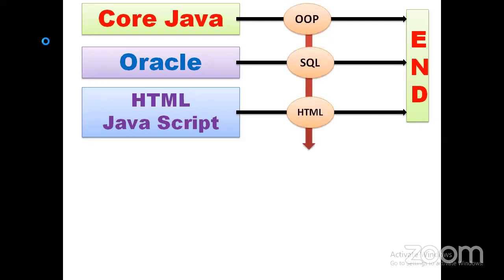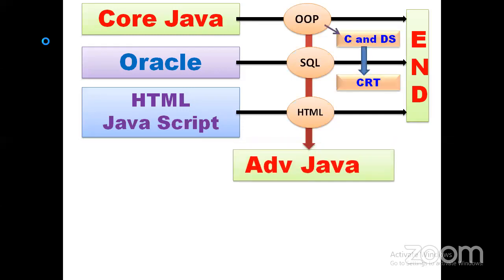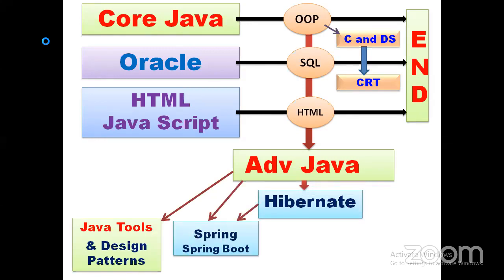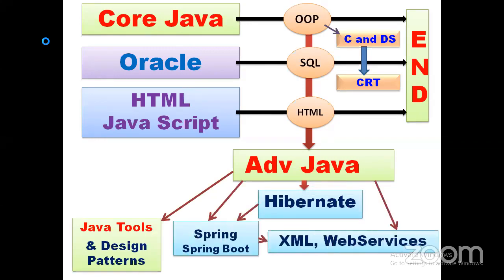In the middle of object-oriented programming, OOP, SQL, and HTML, you have to start learning advanced Java, so that time will be saved. Following that, in the middle of advanced Java, your respective faculty will teach Java tools, design patterns, no need to worry. Following by Hibernate, in the middle of advanced Java only you start, and then Spring and Spring Boot you have to start, and then XML web services.